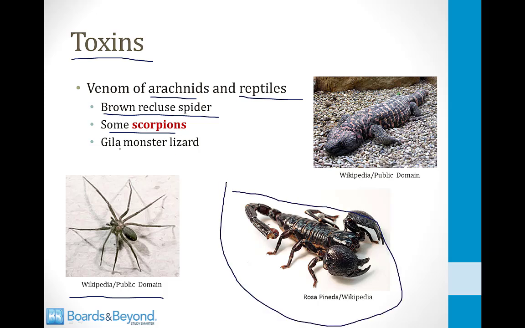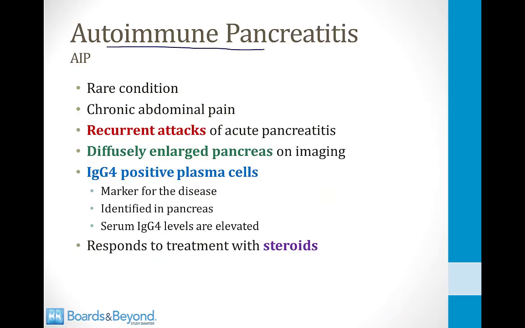And then there is a reptile called the Gila monster lizard. This is a picture of it on the screen, and it has a venom which can also be toxic and cause acute pancreatitis. Autoimmune pancreatitis is a very rare condition that causes chronic abdominal pain.